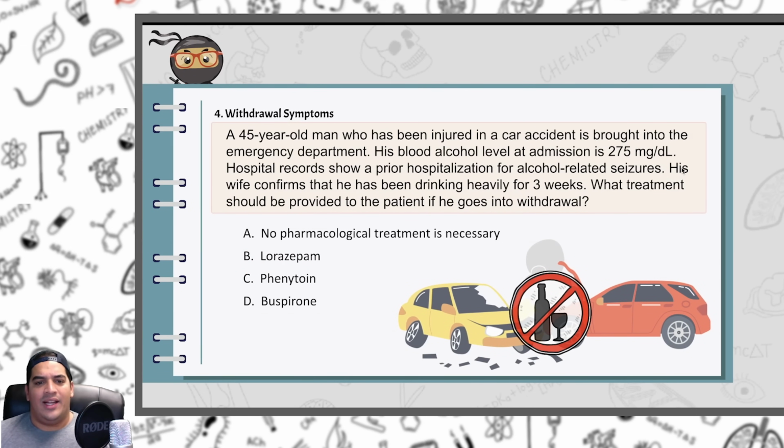A 45-year-old man injured in a car accident is brought to the ED, with a blood alcohol level through the roof. His hospital record shows a prior hospitalization for alcohol-related seizures, unfortunately. His wife confirms that he has been drinking heavily for 3 weeks. What treatment should be provided to the patient if he goes into withdrawal? So this is alcohol withdrawal. Alcohol withdrawal seizures are treated the same way in these particular patients.